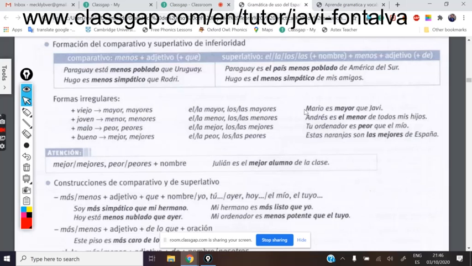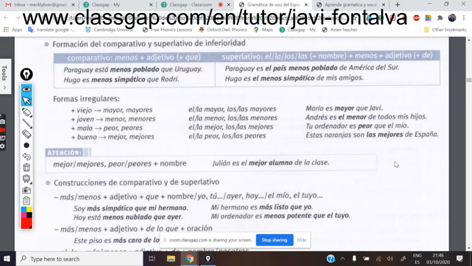So, let's take a look at some examples. Mario es mayor que Javi. So, Mario is older than Javi. Andrés es el menor de todos mis hijos, so the youngest. Younger among the children. Tu ordenador es peor que el mío. So your computer is worse than mine, el mío. Estas naranjas son las mejores de España, so these oranges are the best in Spain.